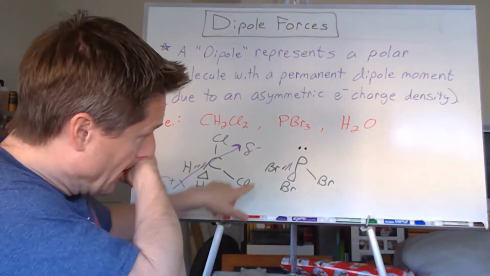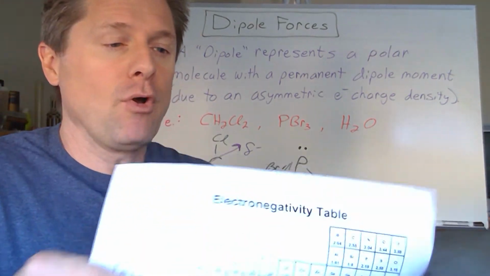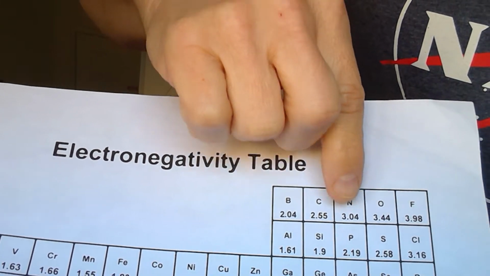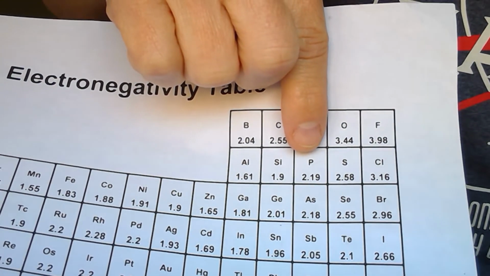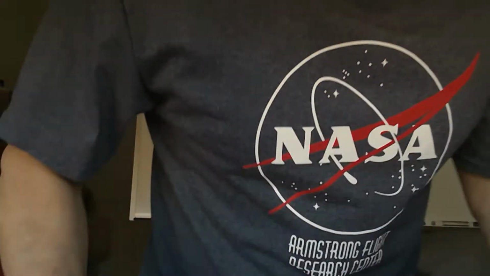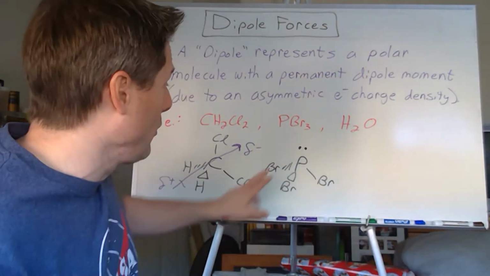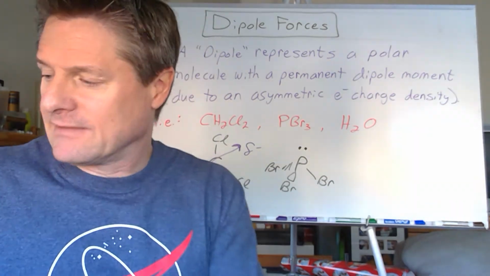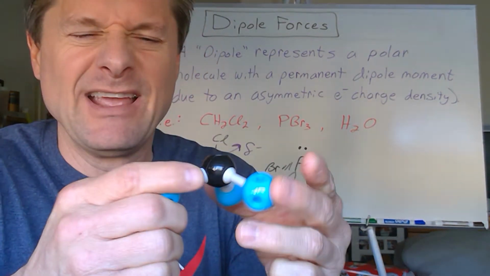A little bit of review here. If you look at the phosphorus-bromine bonds, right? So take a look at phosphorus at a 2.19, and the bromines over here at 2.96. So that difference is greater than 0.4. So these are polar bonds, and if you look at this molecule, so let's say this is the phosphorus.